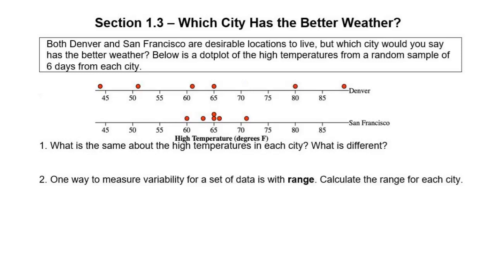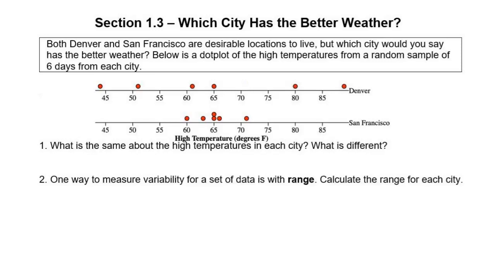Which city has the better weather? Both Denver and San Francisco are desirable locations to live, but which city would you say has the better weather? Below is a dot plot of the high temperatures from a random sample of 6 days from each city. So here I have a 6-day sample for Denver and the high temperature on those days. And here's a 6-day sample for San Francisco and the high temperature on those days.